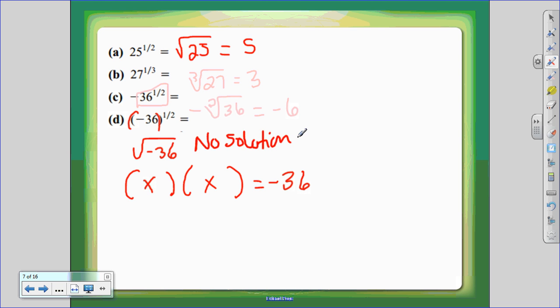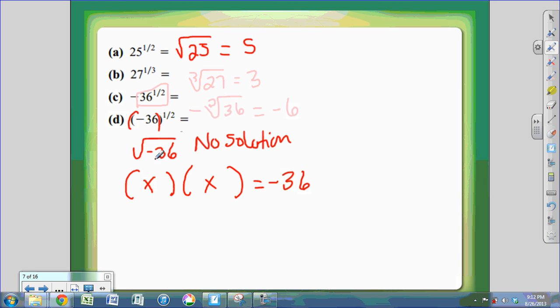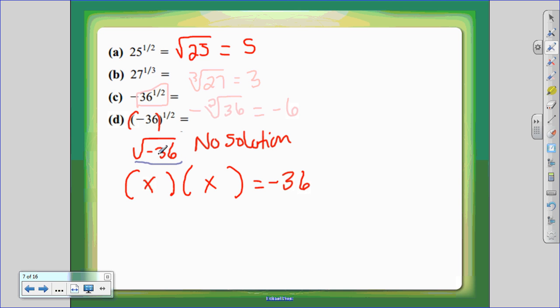But remember when we talked about our real numbers and our rational and irrational and all of that, and we said that all the numbers we dealt with were real. Sometimes there are ones that are imaginary, and this one would actually be imaginary because when you have a negative number under the square root sign, it's imaginary. But we won't deal with that. We can just say no solution for now.